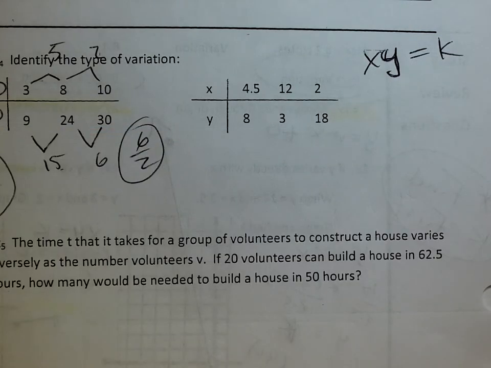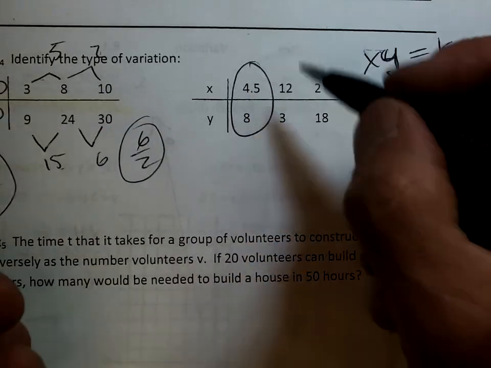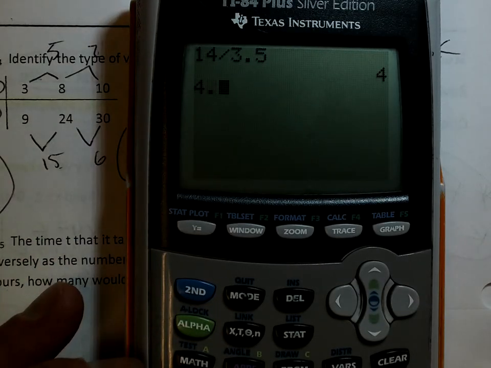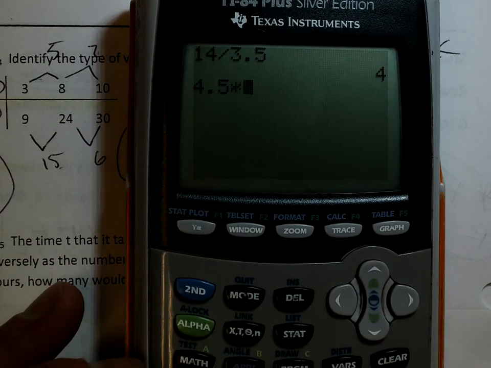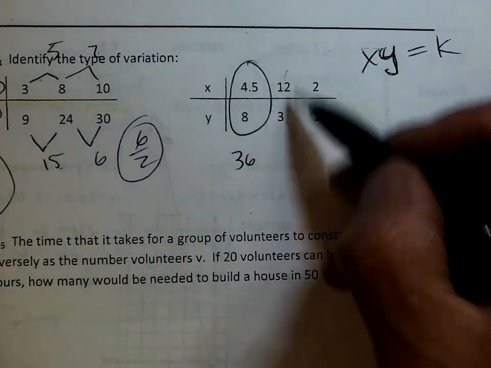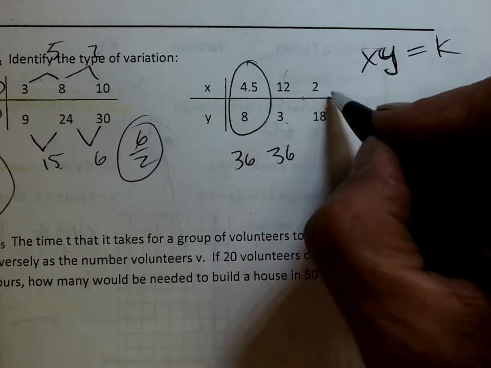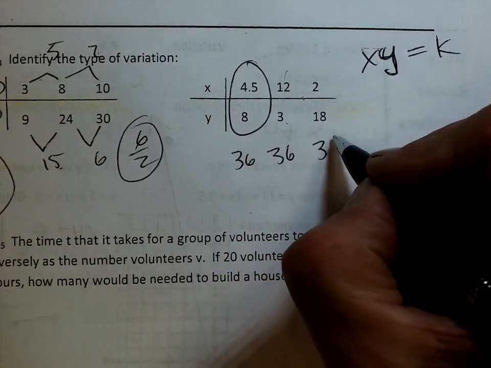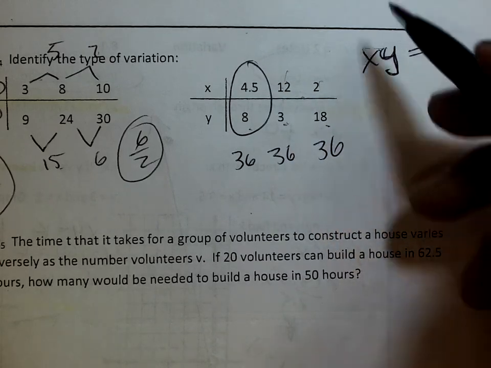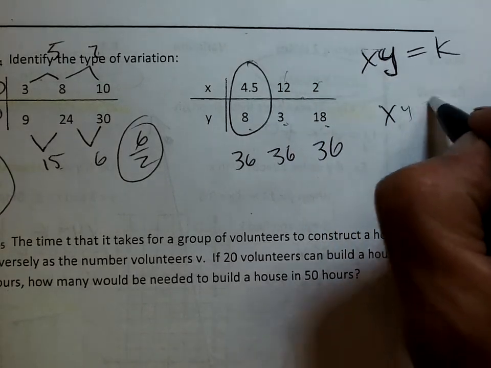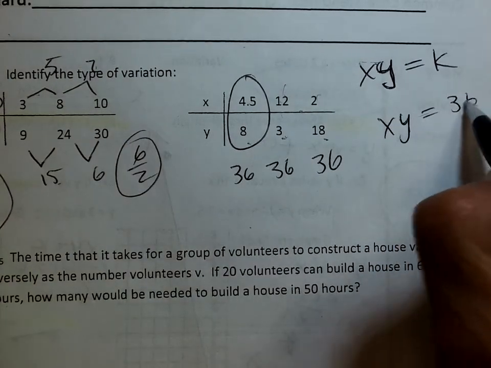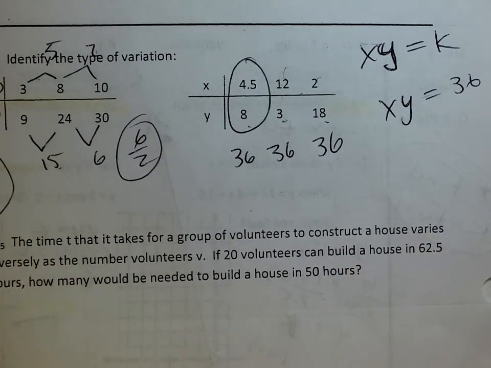All right, calculator. What is 4.5 times 8? 36. What's 12 times 3? What's 2 times 18? So when I multiply x times y, x times y, x times y, I get the same value, right? So this is like x times y equals 36, which makes it all the combinations to make 36, which has to be an inverse variation, right?